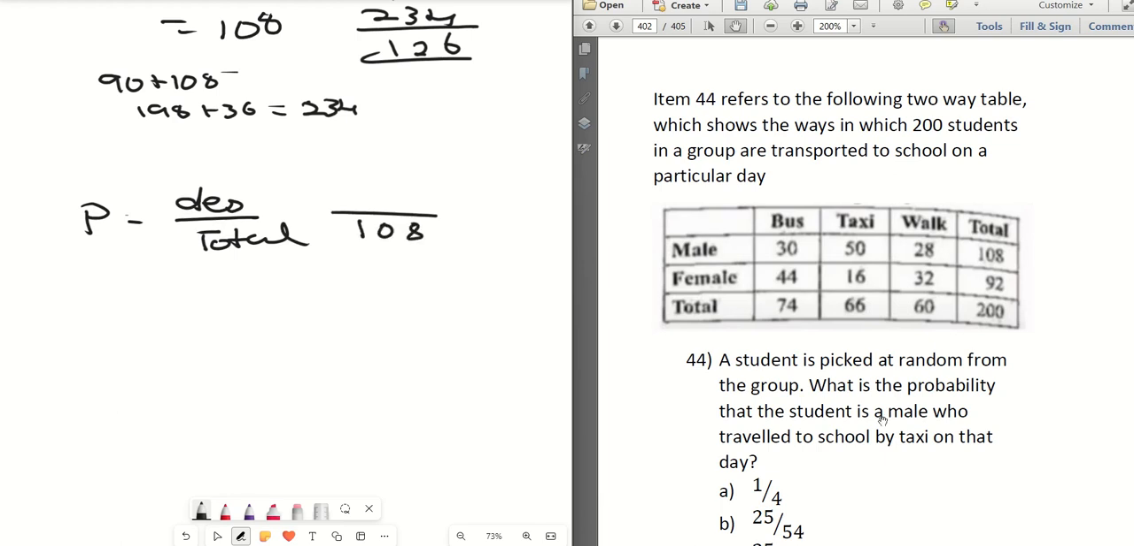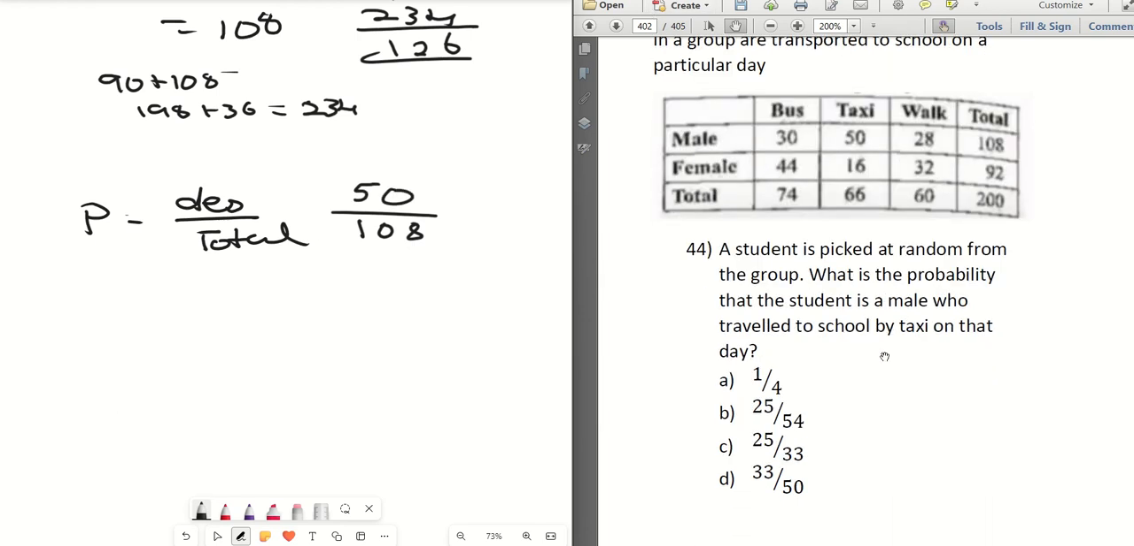And what is the desired? That travels to school by taxi. That's 50. That's 50 over 108. You can say that 2 into 50 is 25, 2 into 108 is 54. You get 25 over 54. So the answer is B for 44.